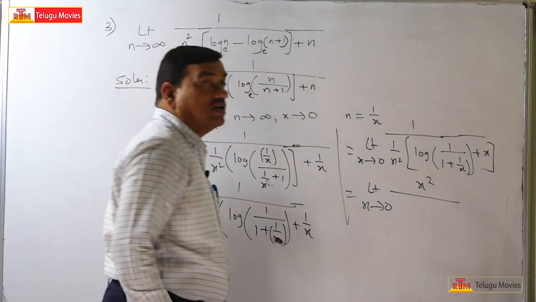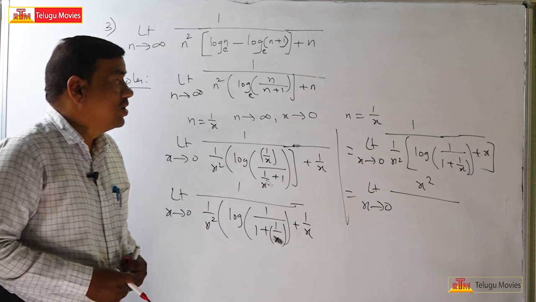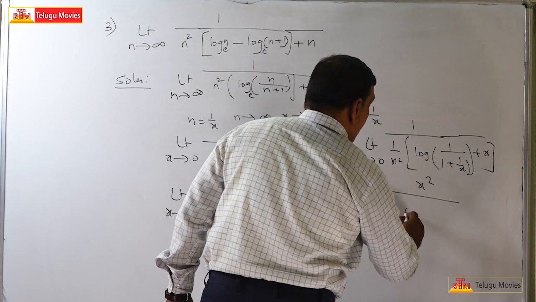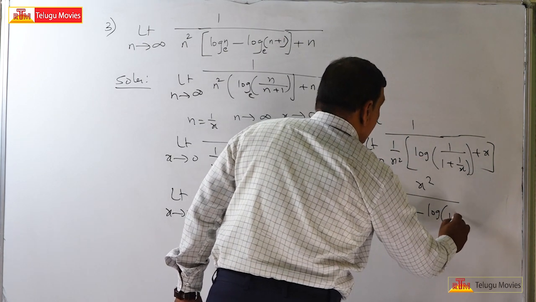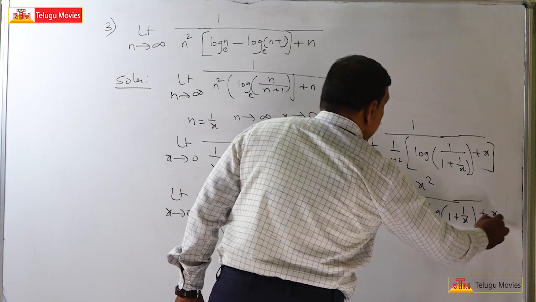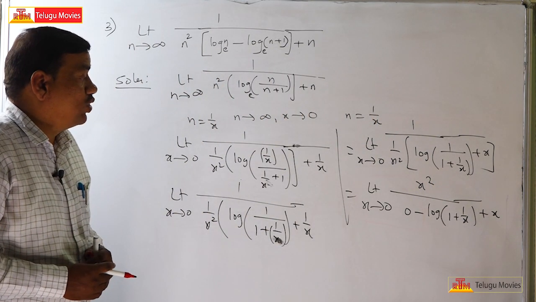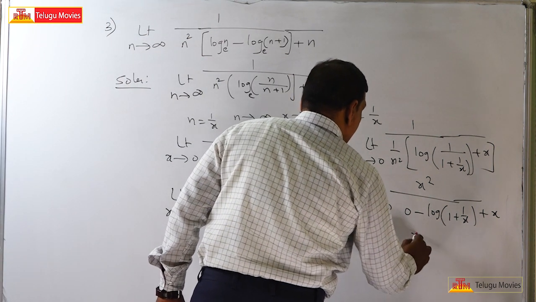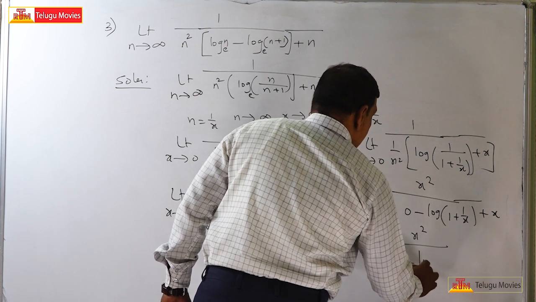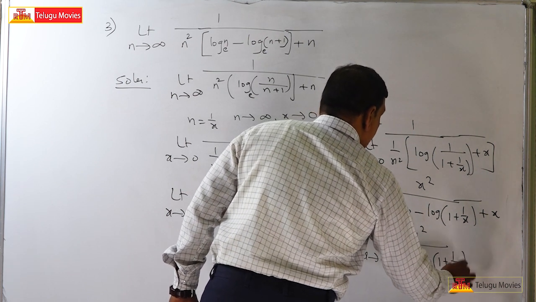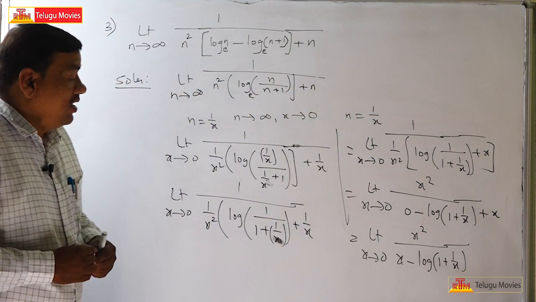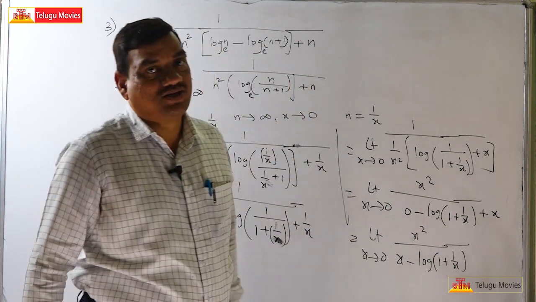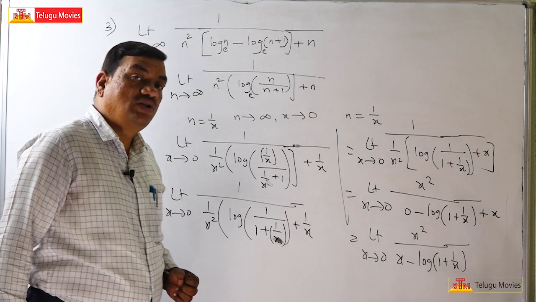Log a by b means how much? Log a minus log b. Log a means how much? Log 1. Log 1 means how much? 0, minus log of 1 plus 1 by x, plus x, 1 by 0 minus 1. So this is equal to limit x tends to 0, x square by x into log of 1 plus 1 by x. At this situation, we will write down the logarithmic expansion so that the problem will come.